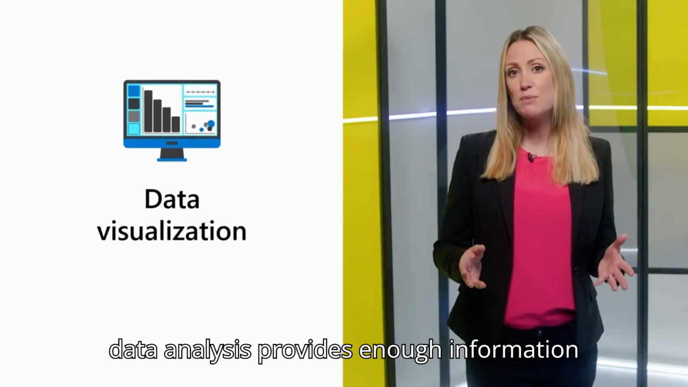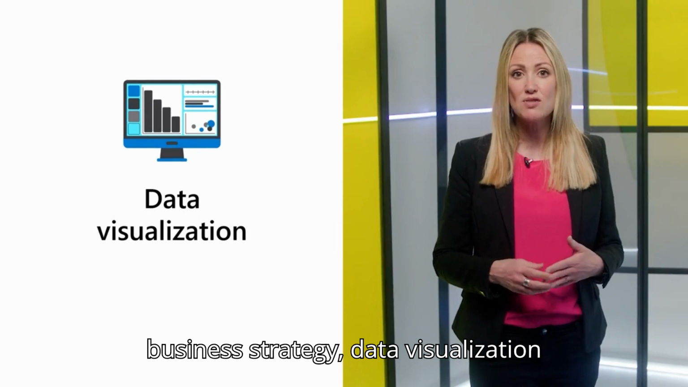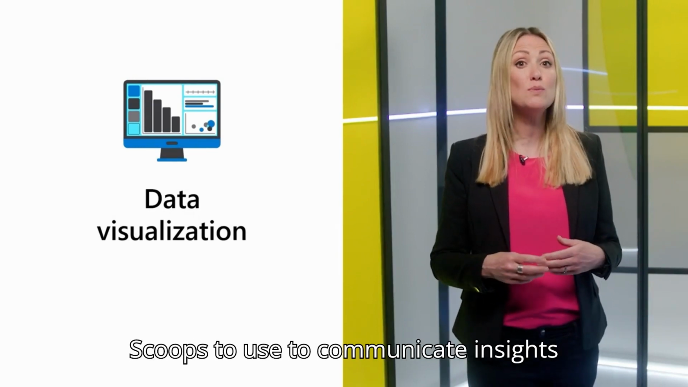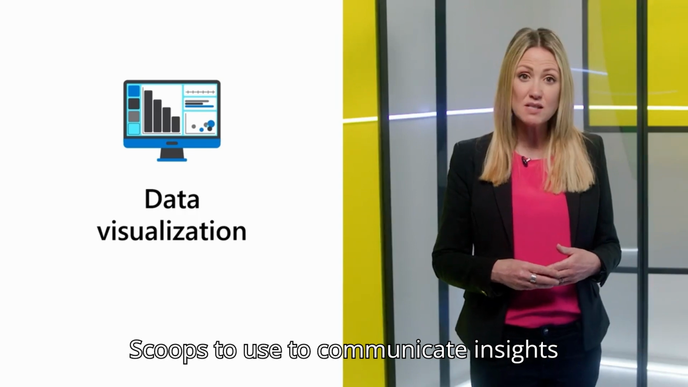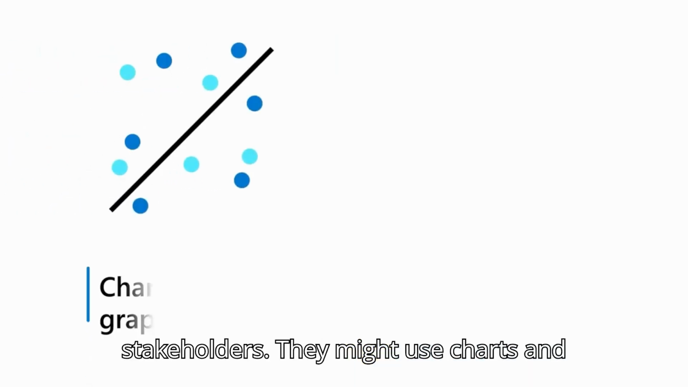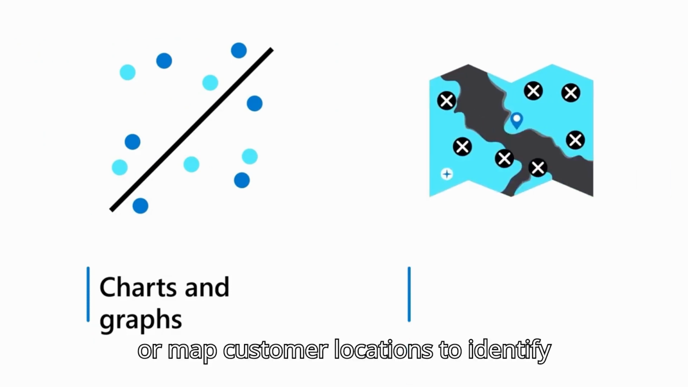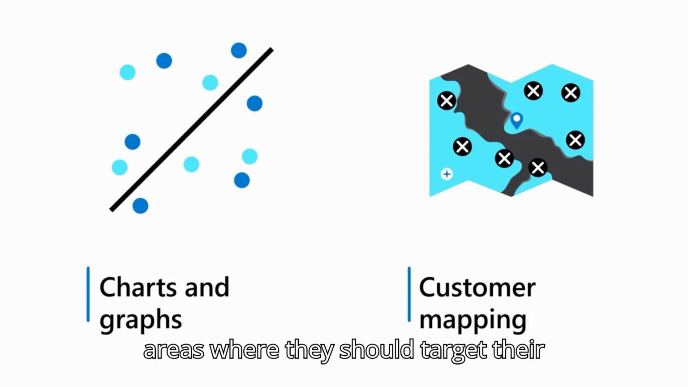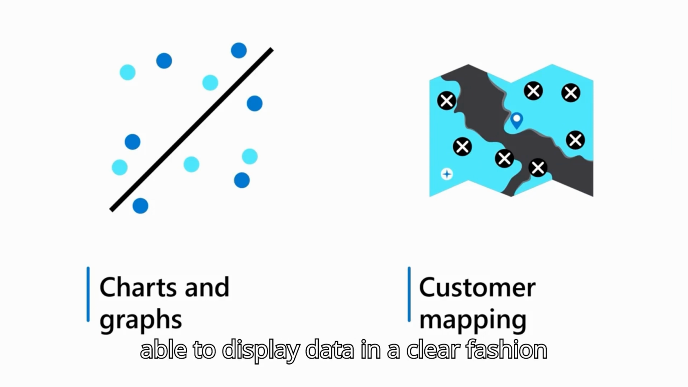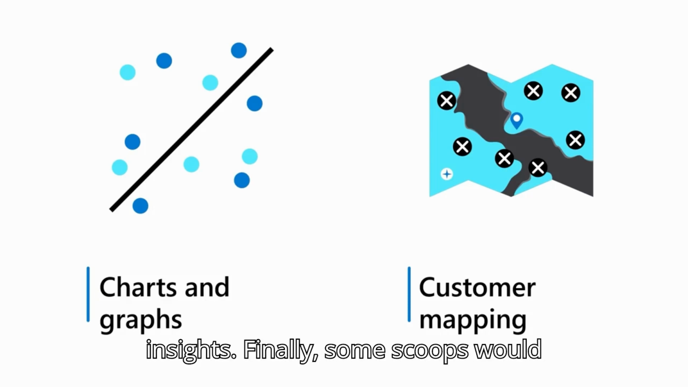Even if data analysis provides enough information for Sam and her team to change their business strategy, data visualization would be an important technique for Sam's Scoops to use to communicate insights from their data to different stakeholders. They might use charts and graphs to display sales trends over time, or map customer locations to identify areas where they should target their marketing efforts. In addition, being able to display data in a clear fashion can help integrate the data for some insights.